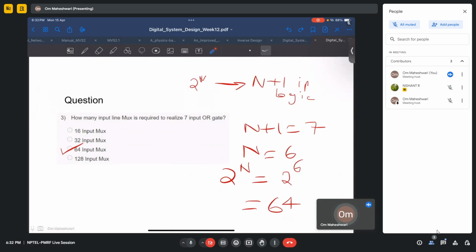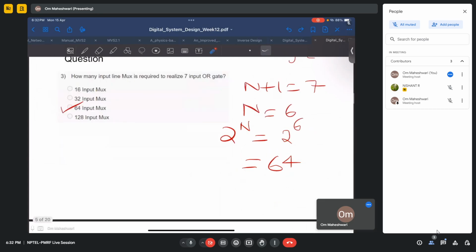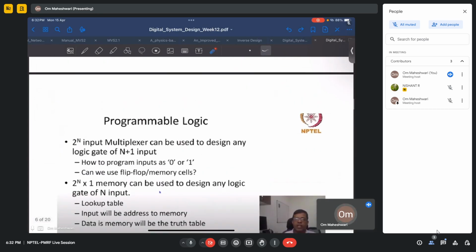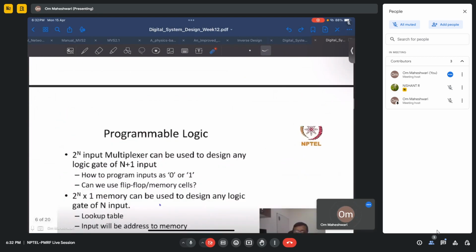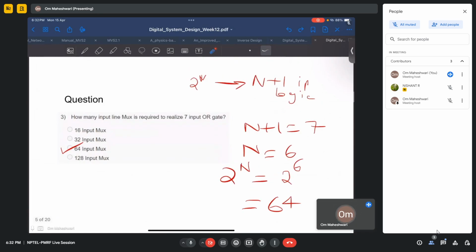How many input line mux is required to realize 7 input OR gate? If you remember the video, 2 to the power n input mux can be used to design any logic gate of n plus 1 inputs. So here 2 to the power n mux can design n plus 1 input logic. n plus 1 here is 7, n is 6, 2 to the power 6 is 64. So you need 64 input mux.